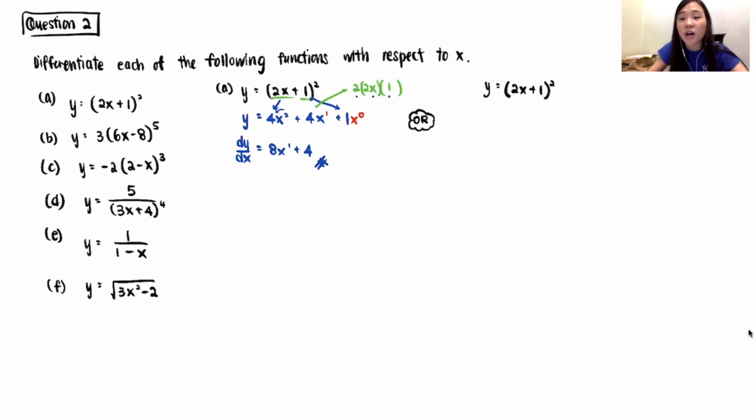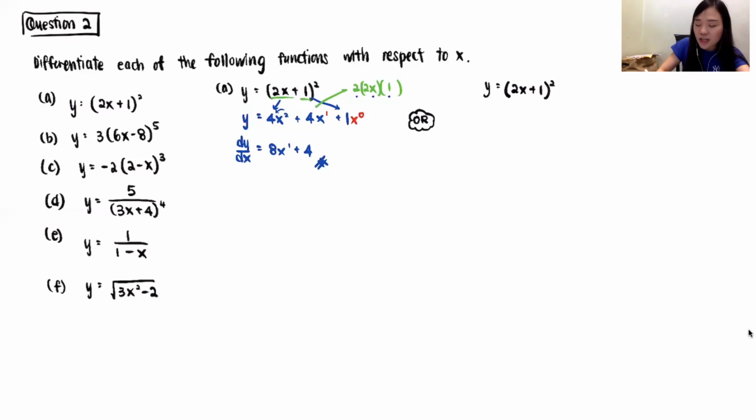Why do I need to teach you another method? Because the first method I showed you works because you can expand it, since the power is 2. Just imagine if this is not power 2, but power 5, 7, 10, 1000, my dear. With that kind of value, can you expand the bracket? No. So now I want to teach you how to differentiate if there is a bracket.